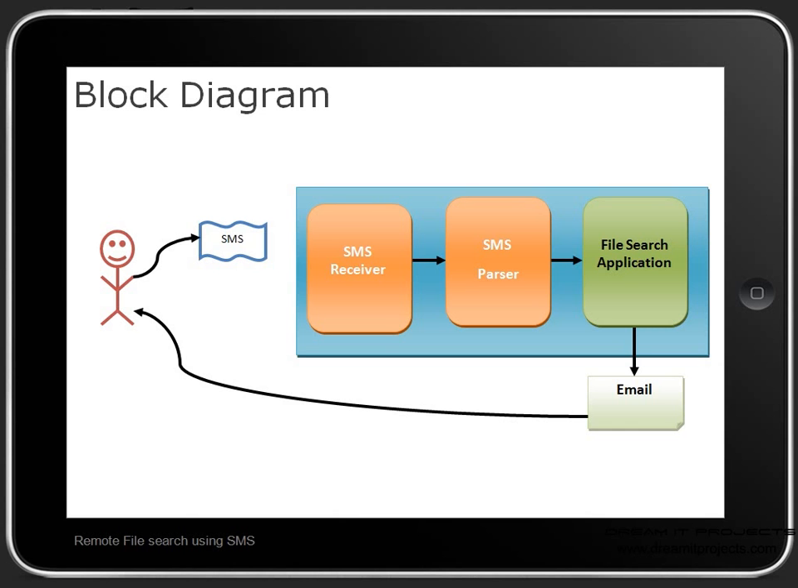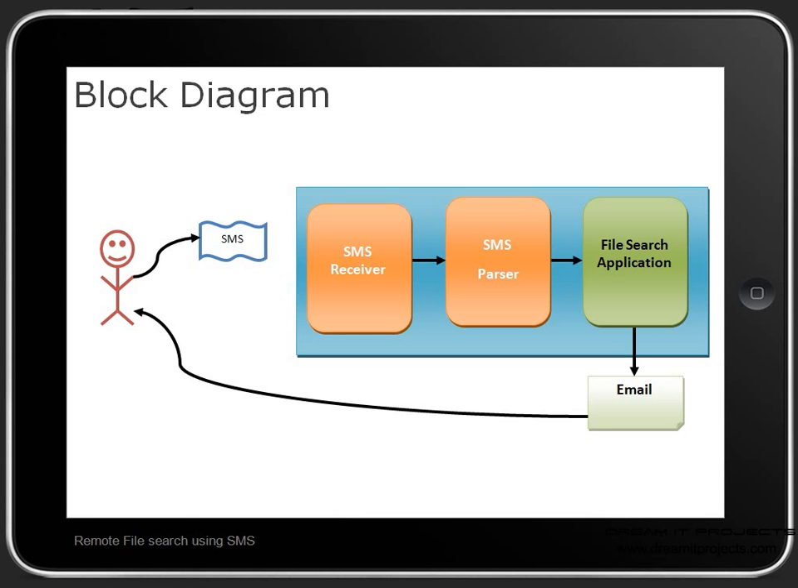Now considering a scenario where a proper SMS format is received, what will my SMS parser do? It will break this SMS into a few parts. It will separate the code, the email ID, the file name, and the file location, and it will search the file. All these parameters will be given to the file search application.